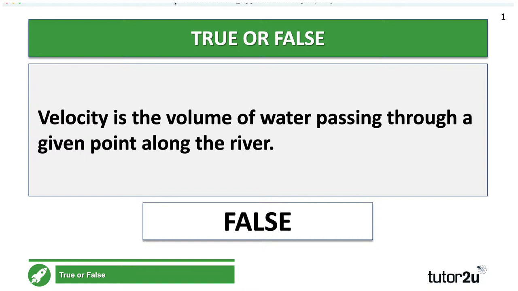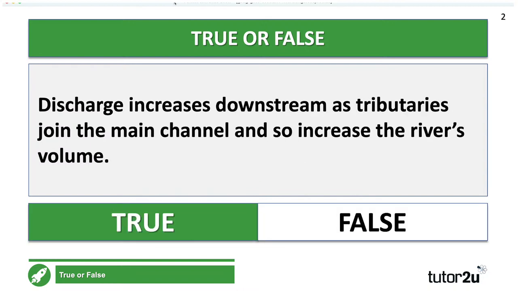Right, question number two, please. Discharge increases downstream as tributaries join the main channel and so increase the river's volume. What do we reckon, true or false? Give it a go. Okay, we've got some answers coming in. Great stuff. Right, Jim, let's see this one.